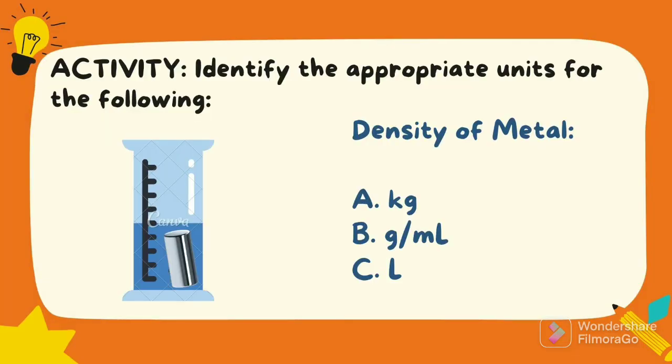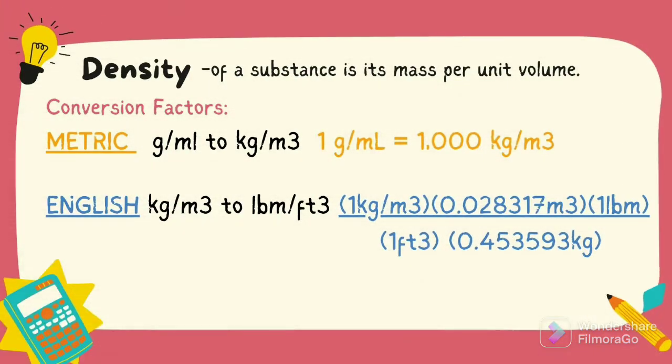Here's another activity question. If we are pertaining to the density of metal inside the cylinder, what unit should we use? Is it A, kilogram, B, grams per milliliter, or C, liter? If your answer is B, then you are correct. Density of a substance is its mass per unit volume. To convert density into metric unit, we can use the formula gram per milliliter to kilogram per cubic meter. 1 gram per milliliter is equal to 1,000 kilogram per cubic meter.